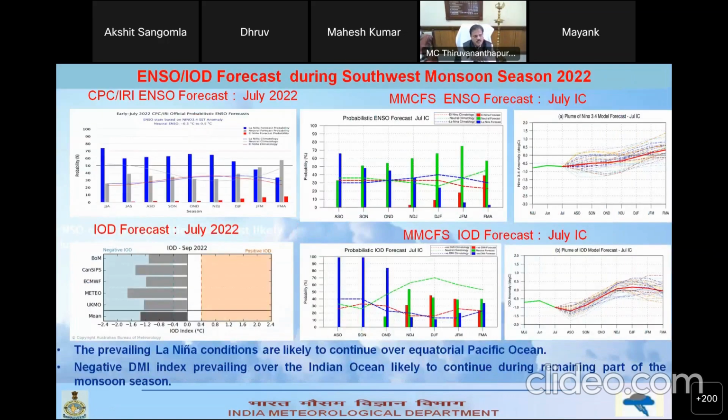Now, if you look at the ENSO forecast, the El Nino La Nina forecast based on July initial conditions, all the models are indicating that the La Nina conditions will continue through the monsoon season. Even some are suggesting that till the end of the year, the La Nina conditions may continue. And this negative DMI, which has already developed, will continue throughout the season.